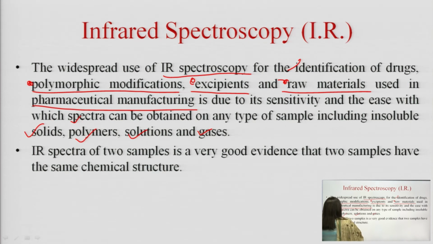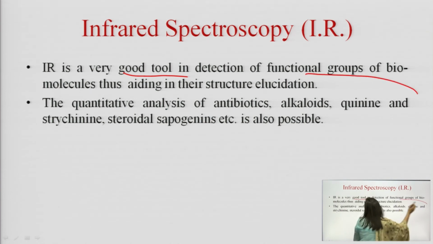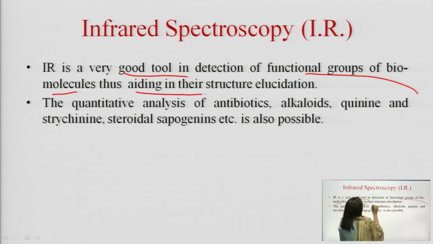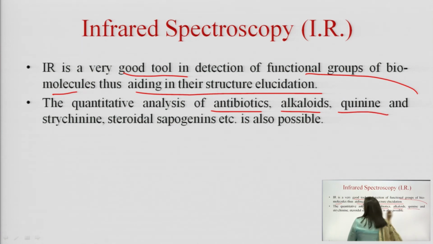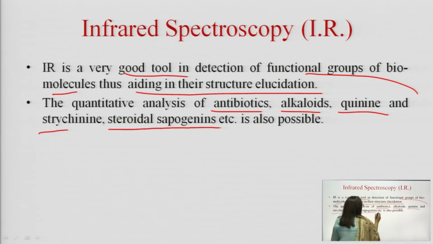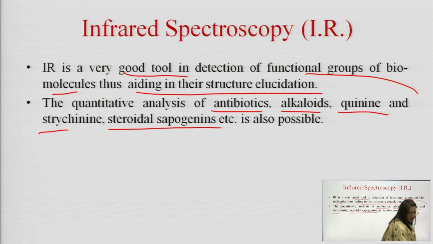So, IR spectra of two samples is very good evidence that the samples have the same chemical structure. IR is a good tool for detection of functional groups of biomolecules, thus aiding in their structural elucidation. The quantitative analysis of antibiotics, alkaloids, quinine, strychnine, steroidal sapogenins, etc. is possible with IR.